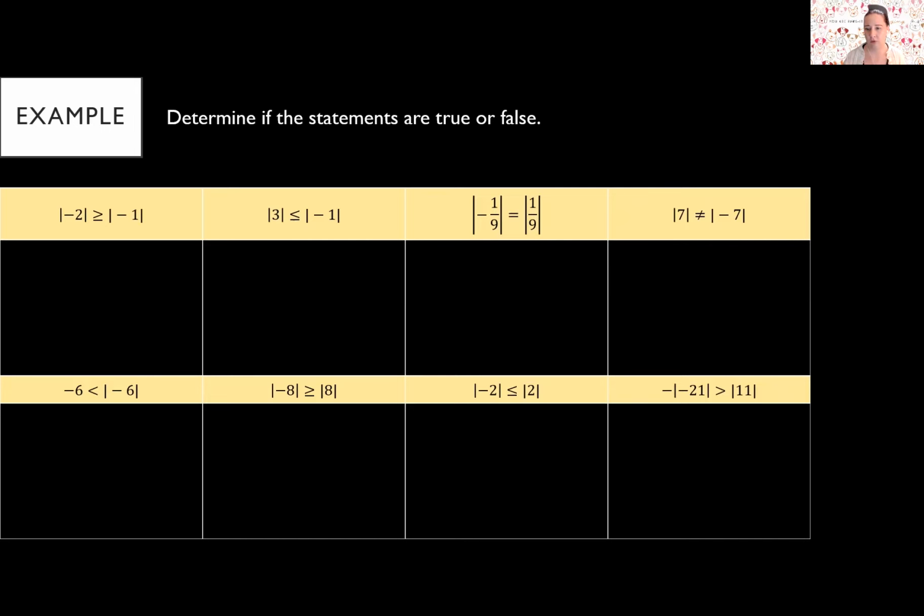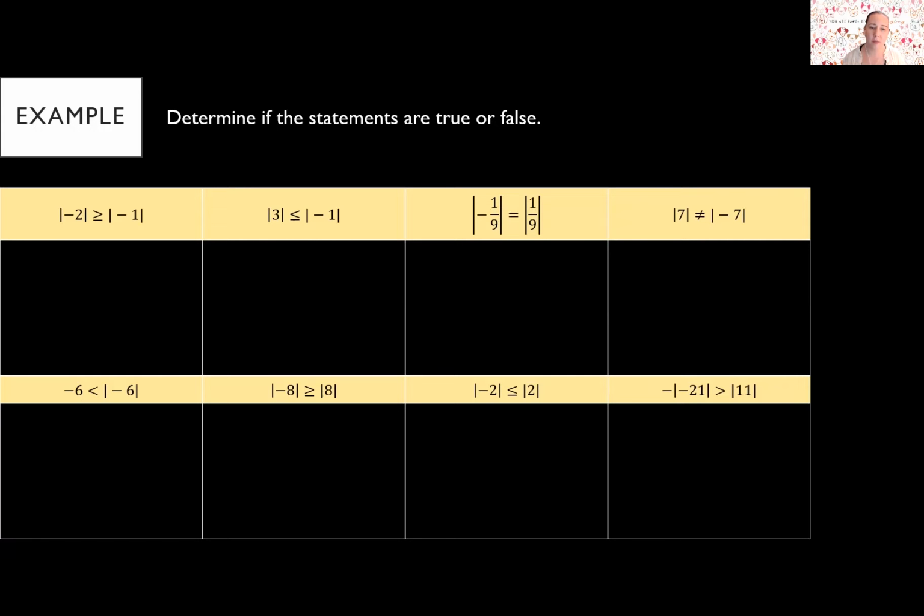So for these problems, we just want to determine if the statements are true or false. In order to do that, we want to first figure out what is the number after we take the absolute value, and then read the inequality and determine is that true or not. And we always read inequalities from left to right.